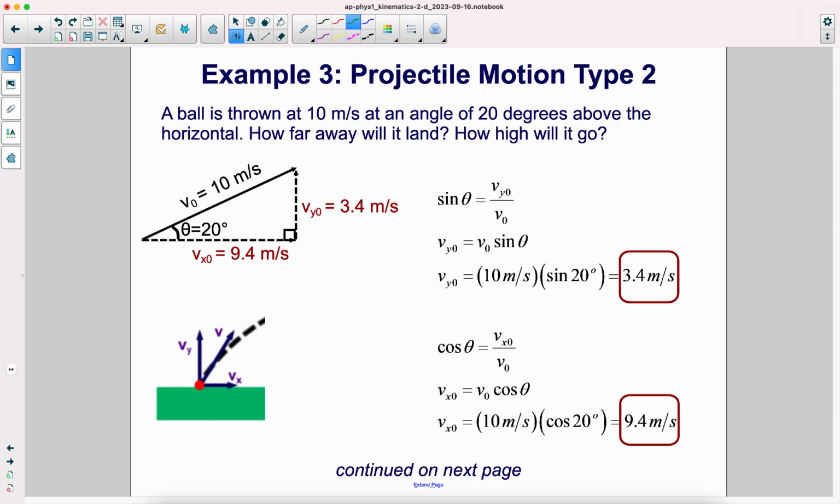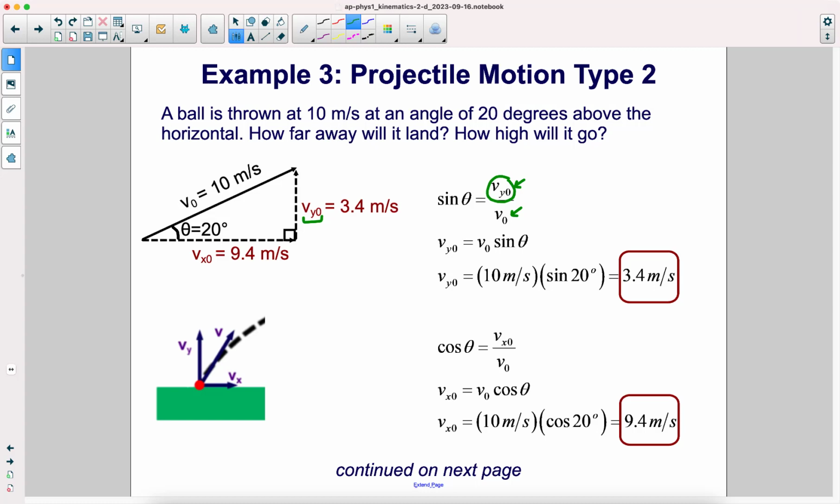Sine is opposite over hypotenuse. So here's our angle. Opposite is going to be v sub y, right there, over the hypotenuse, which is the initial velocity. Therefore, if we solve for v sub y initial, we get the hypotenuse times sine theta. We plug in the hypotenuse, the length of this vector, which is 10. We multiply it by sine 20, and we get 3.4 meters per second. So that is our vertical component of initial velocity.